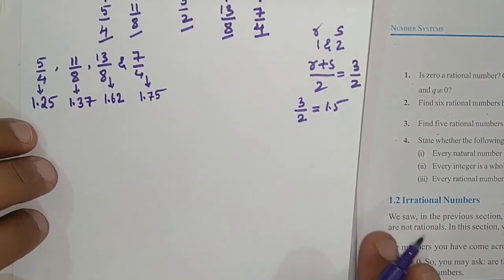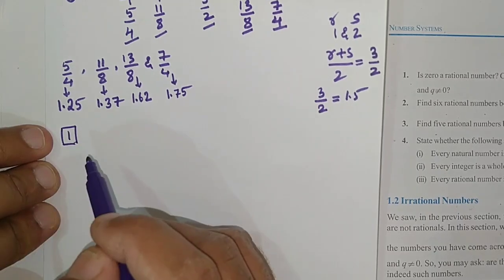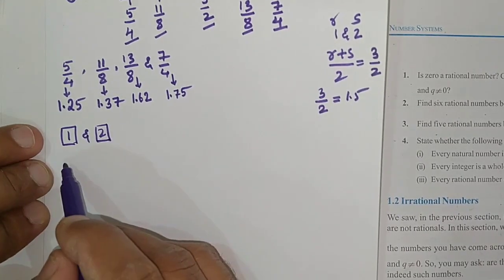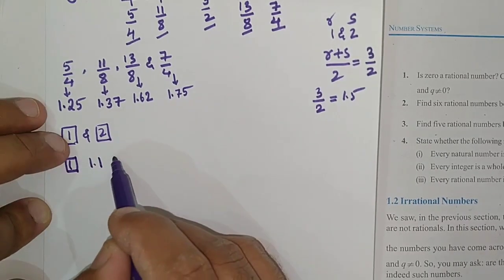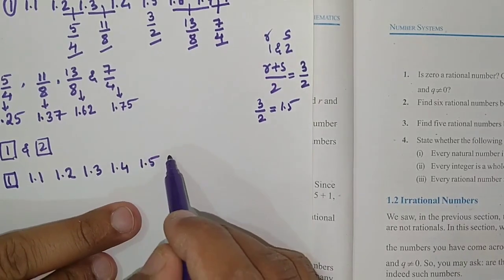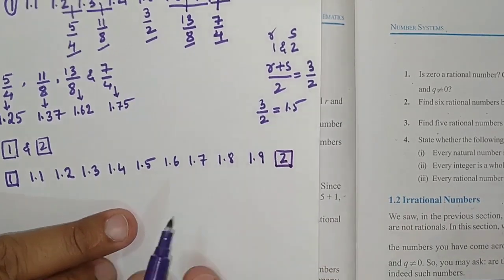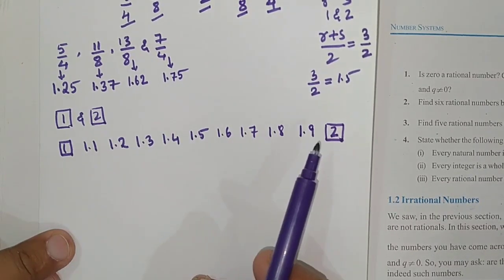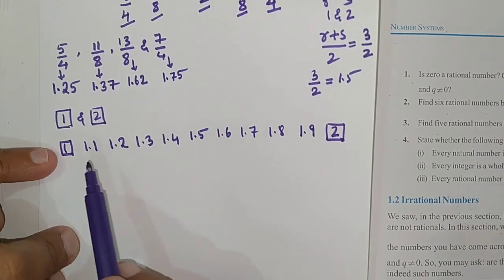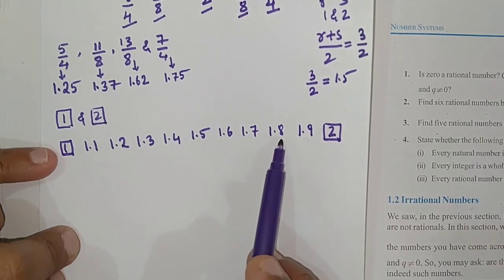Between 1 and 2, you have these numbers: 1.1, 1.2, 1.3, 1.4, 1.5, 1.6, 1.7, 1.8, 1.9.